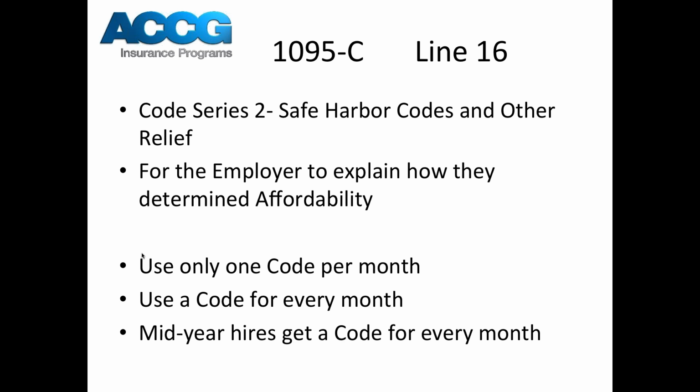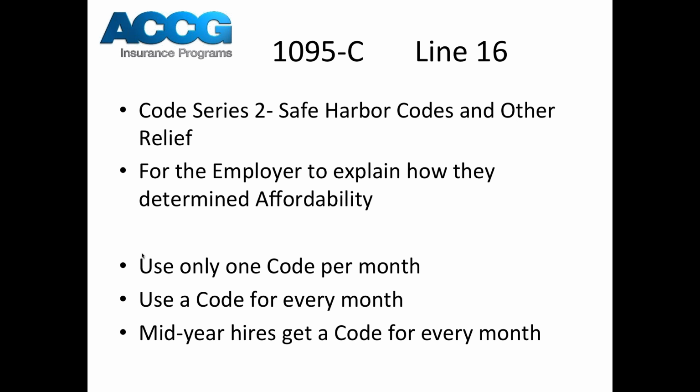Okay, so line 16. Line 16 is really all about because. This is where you explain yourself. And in line 16, these are the safe harbor codes and other relief. This is how you're proving to the IRS you figured out it was affordable. You're only going to use one code per month. No matter how many apply, you're going to use a code for every month unless none apply.